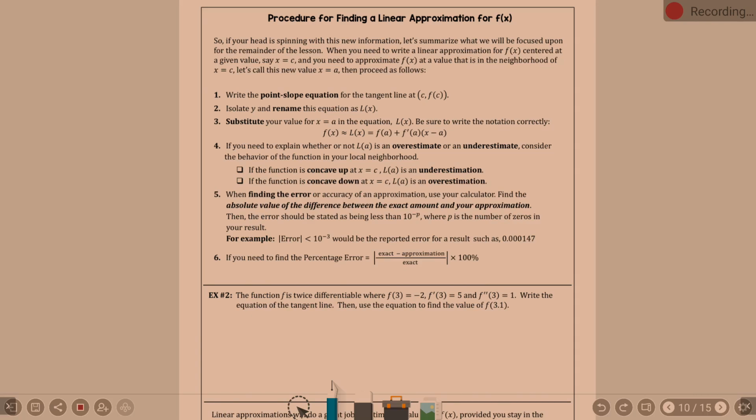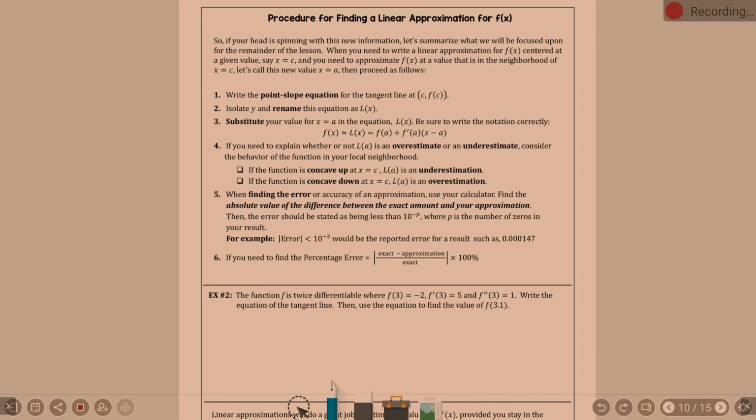If you need to explain whether or not the approximation is an over or underestimate, consider the behavior of the function in your neighborhood. Is the function concave up or concave down? Because basically if it's concave up, that tangent line is always going to be below. If it's concave down, your tangent line is always going to be above. So if you know the concavity there, which we talk more about in the next chapter, chapter 5, but concavity relates directly to the second derivative.